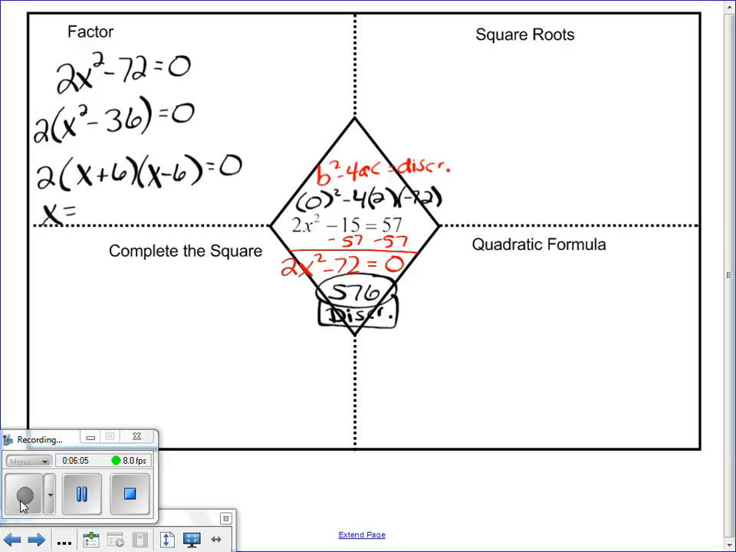Remember, we set these equal to 0 and solve, right? Does this give me an answer? No, there's no x here. So x equals negative 6, and here x would equal 6.